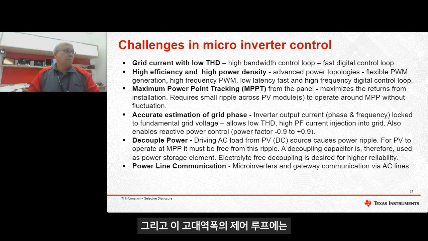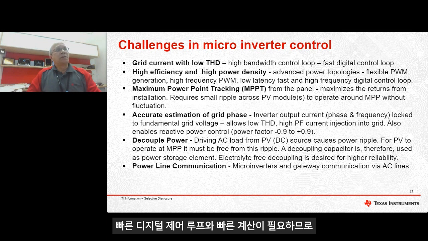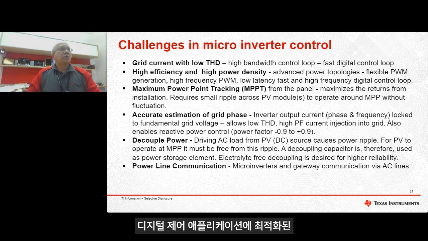Again, a high bandwidth control loop requires fast digital control loop, fast calculation, which in turn requires a fast microcontroller optimized for digital control applications. It is a fast processor plus optimized control implementation that reduces the latency in the control loop, that will be able to achieve very high bandwidth and in the end very low THD grid current.